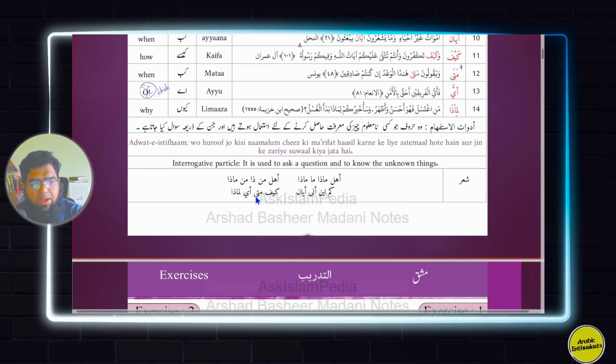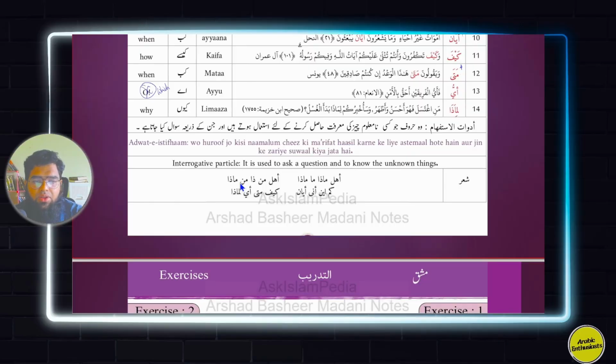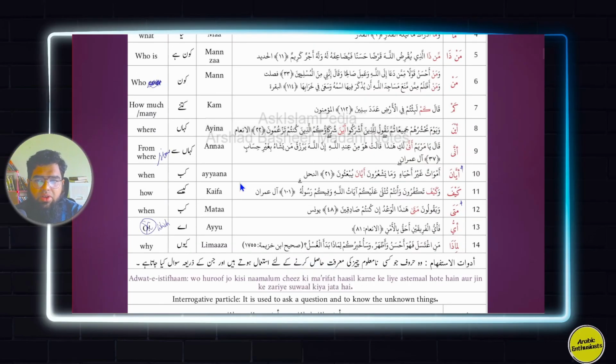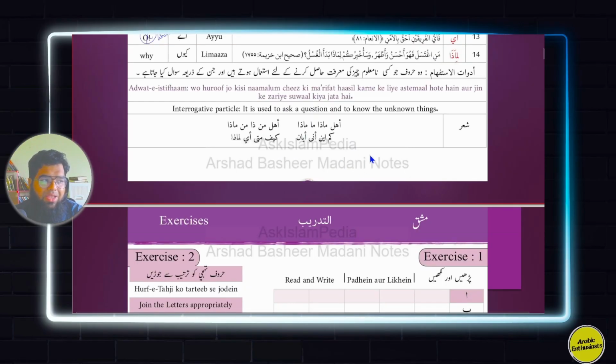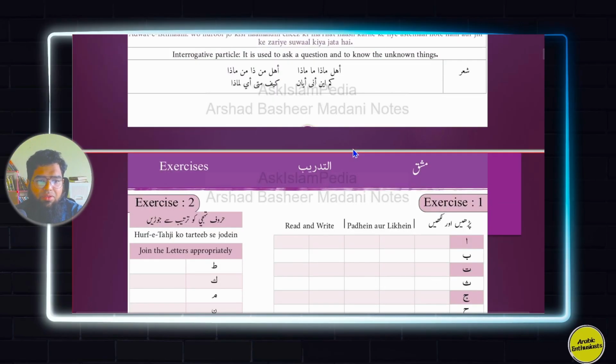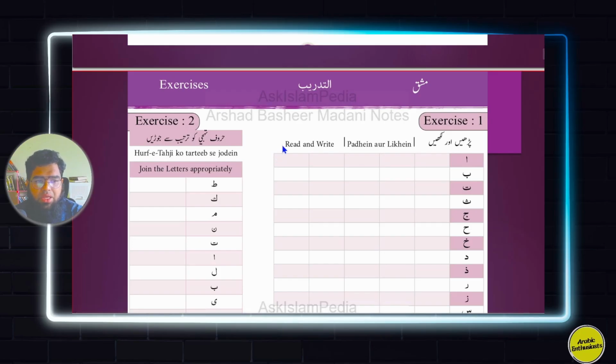Kaifa, how. Mata, when, again. And then ayyu, which, and limada is what. So alhamdulillah, all 14 are covered here, right? Alhamdulillah. Limada, ma madha, hal, madha, man madha, kam, aina, anna, ayyana, kaifa, mata, ayyu, limada.